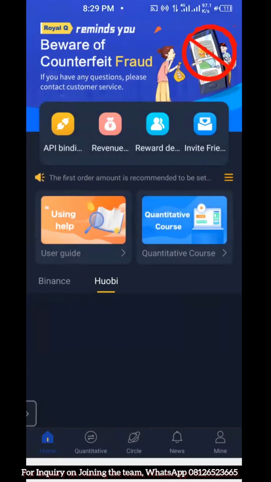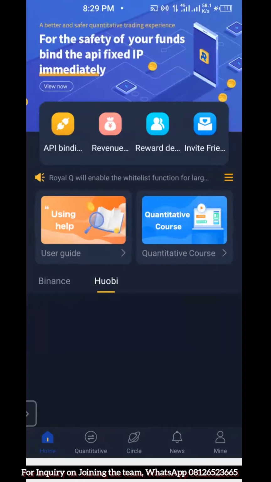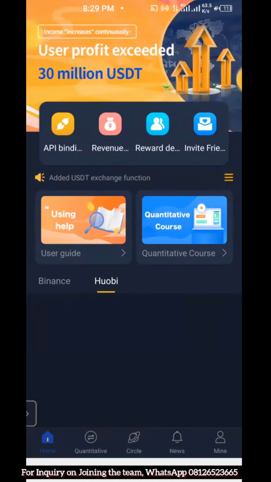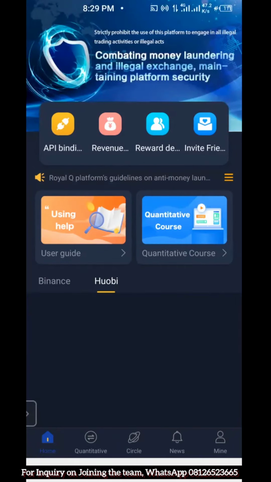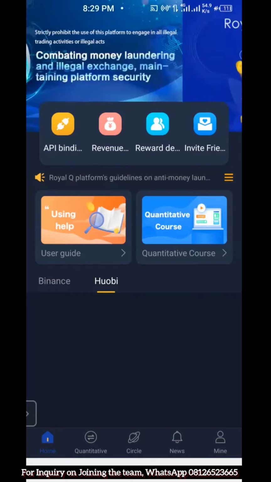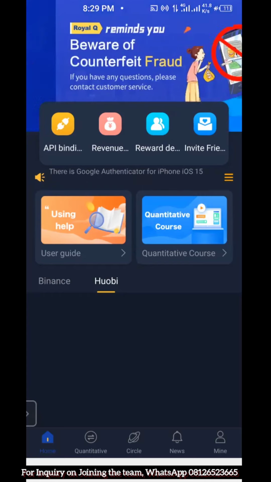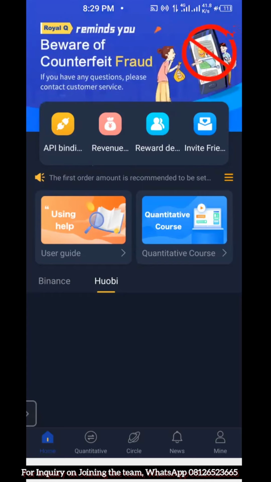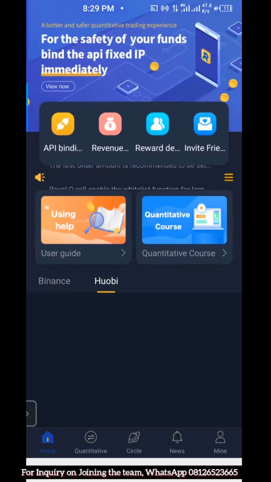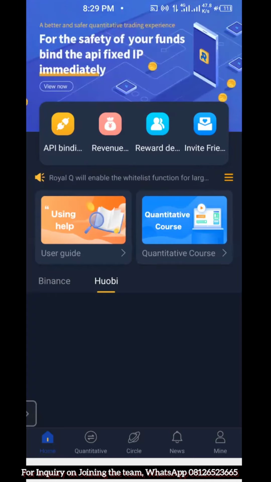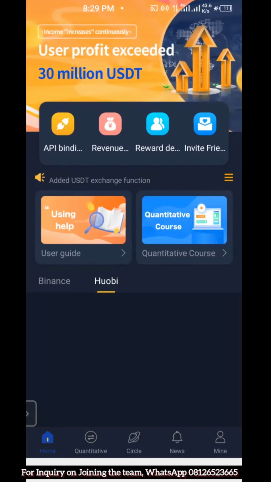All right, so I'm going to start from here now. And here we have the mine button, we have the home button, we have the quantitative, circle, news, API binding, revenue, reward details, and invite friends. Of course, I'm sure that by now you must have gone through quite a number of it to see what this does and what that does. I won't be able to touch all the buttons here to let you know what it is, but the most important ones, I'm going to run through them and we go into how to set up your trade and how Royal Q actually does work.